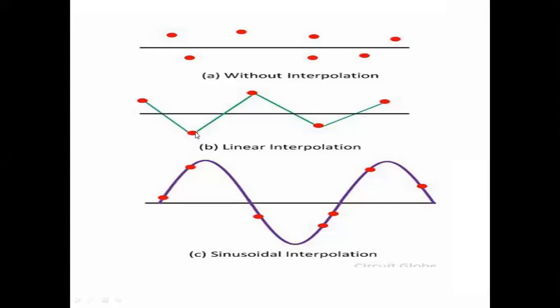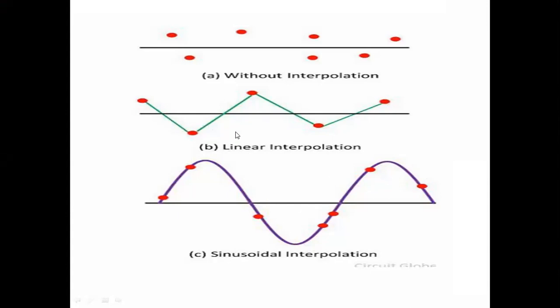By using linear interpolation, we will connect the dots by lines. In linear interpolation, we connect the dots using straight lines. With these straight lines we obtain some shape of the waveform. Okay, and similarly for sinusoidal interpolation, we will produce this sinusoidal waveform.